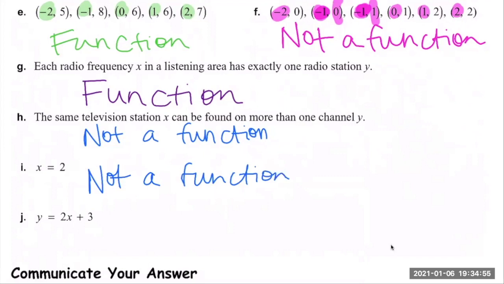And then lastly, we have J. It says y equals 2x plus 3. Well, we're not solving it, and x can be any number, and no matter what we plug in, we're going to get a different y value. So this one is a function.